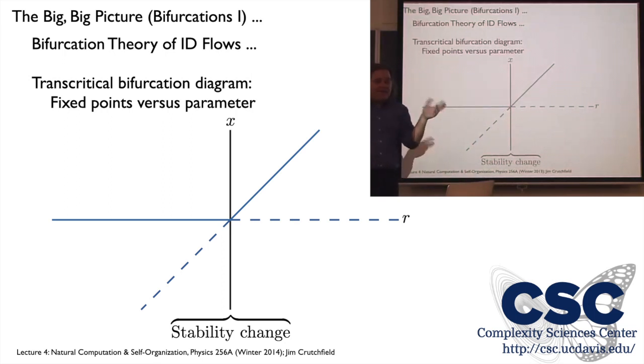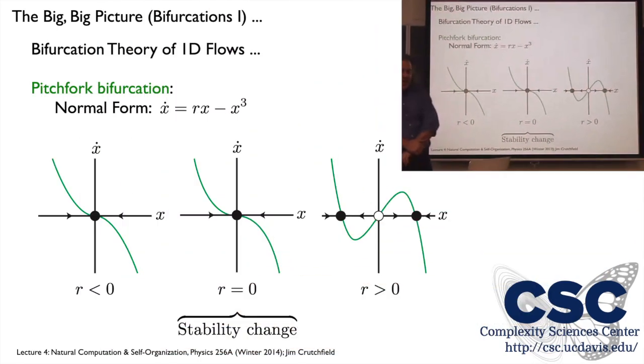And notice again that this sort of fake, what's called topological charge, is zero for every r. Right? One fixed point that's stable, one that's unstable, will sum up to zero for all r. Okay, so these are pretty easy to analyze, just one-dimensional differential equations.